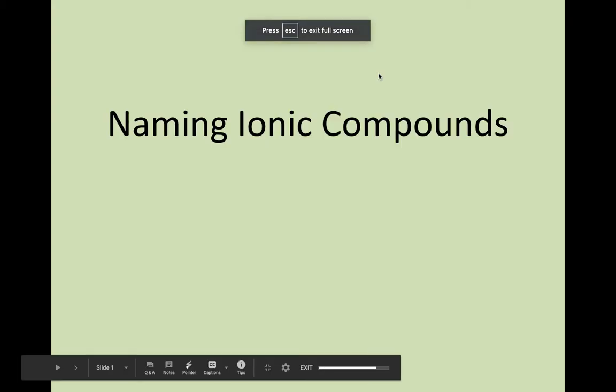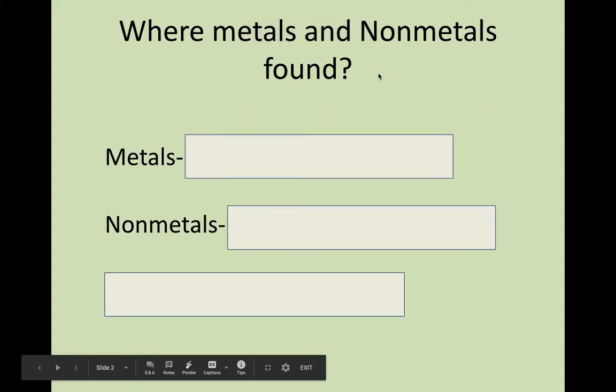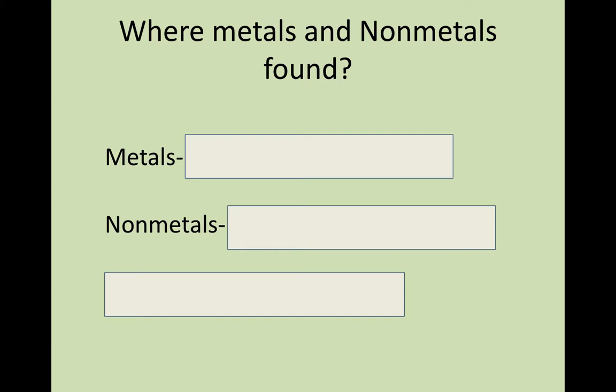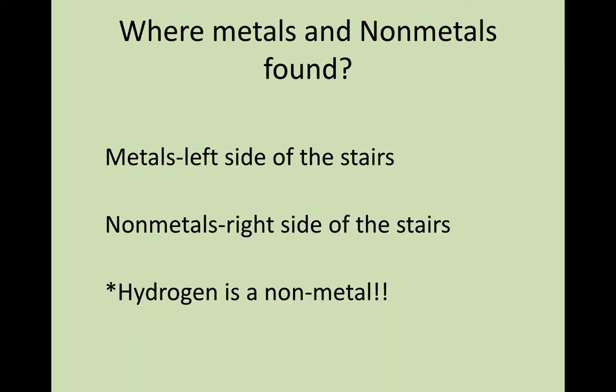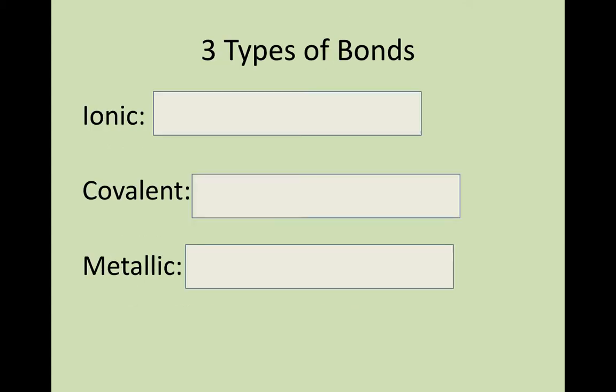All right, so naming ionic compounds. So the first thing we need to refresh our memory on are where the metals and nonmetals are found. If you recall from the last unit, where are your metals found? Metals are found on the left side of the stairs. Nonmetals are found on the right-hand side of the stairs. The only exception to this rule is hydrogen. Even though hydrogen is found on the left-hand side, it is still a nonmetal, okay?